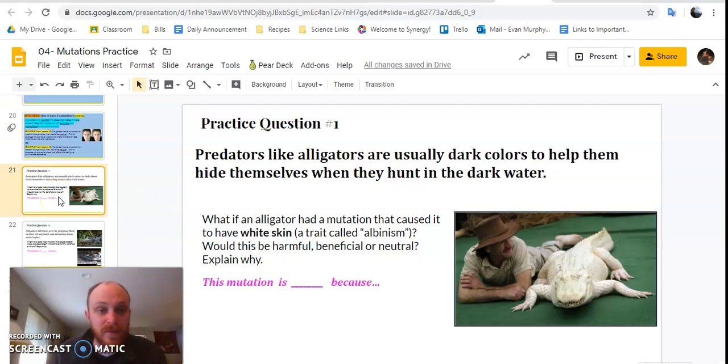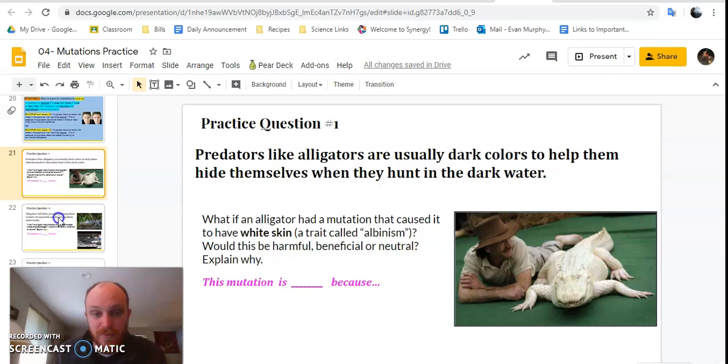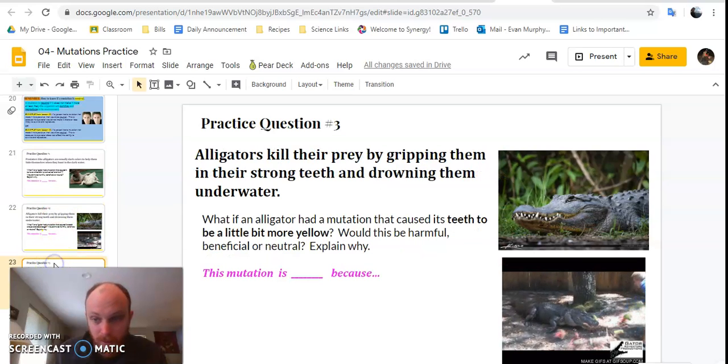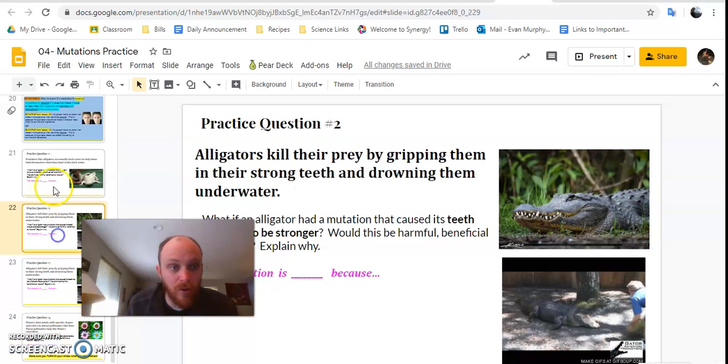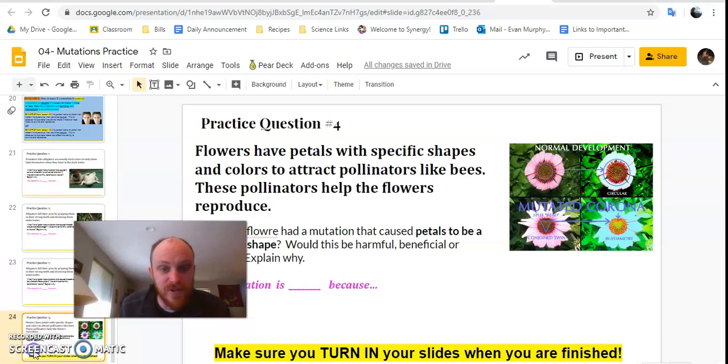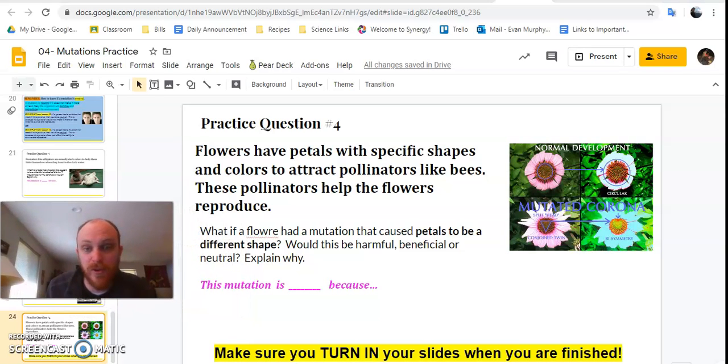So now, starting on number 21, there are 4 more examples: 3 about alligators and 1 about flowers. So check all those out. I wanted to make sure you knew that flowers, cacti, and bacteria are all living things. They all have genes. They all can have mutations, which change their traits. So I wanted to make sure to include things that weren't animals as well. Work on those.